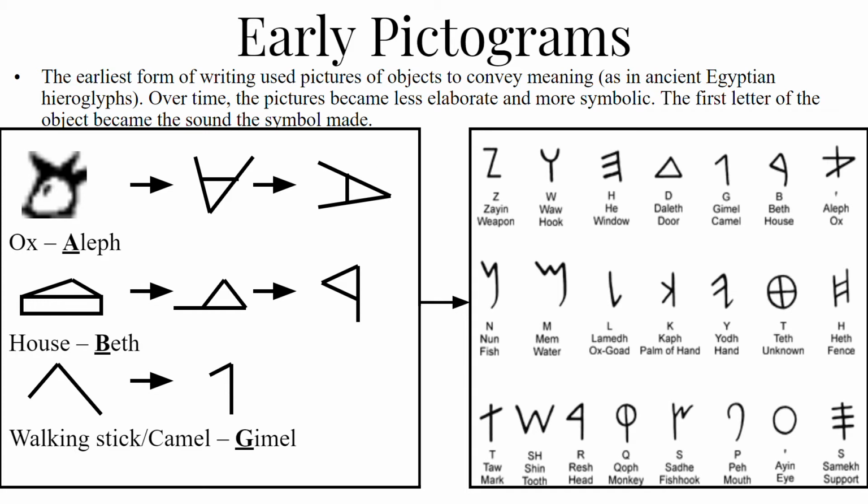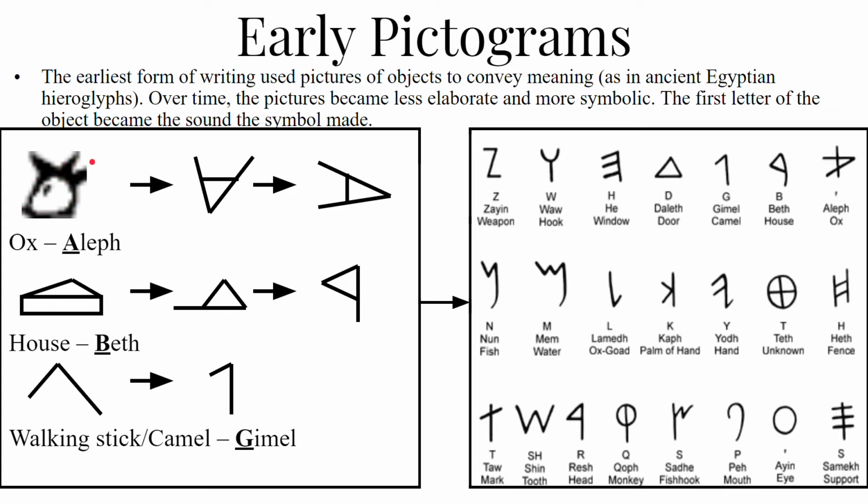In the earliest forms of writing, we use pictures of objects to convey meaning. So think of ancient Egyptian hieroglyphs. Over time, pictures became less elaborately made and more symbolic. So we begin with, say, an ox. And of course, what is the most identifying characteristic of the ox? Why, horns on top of the head. So, a cute little ox with the horns.